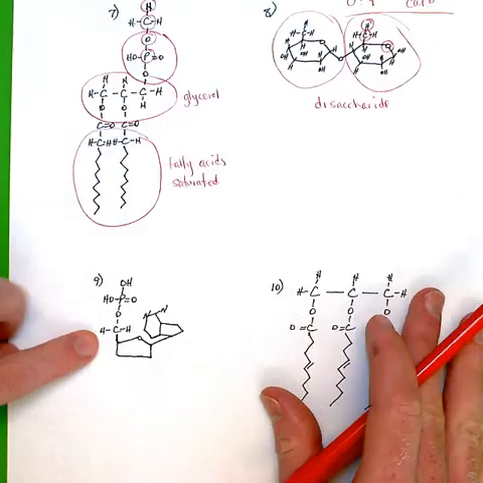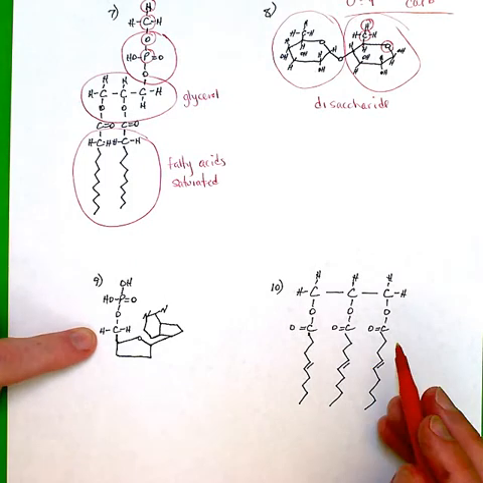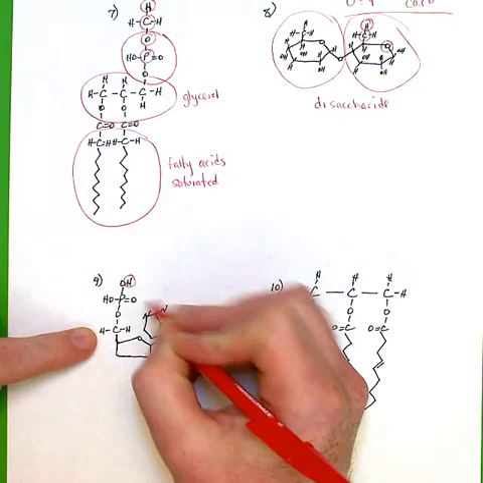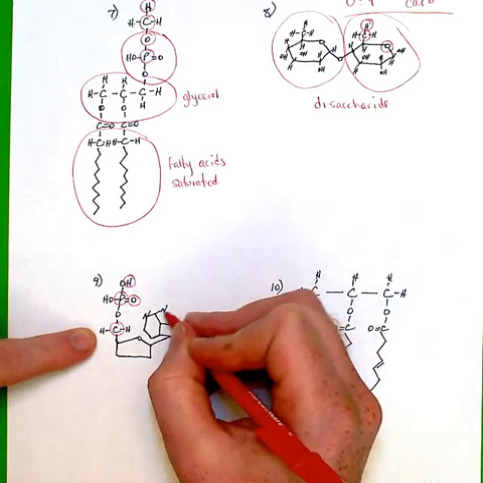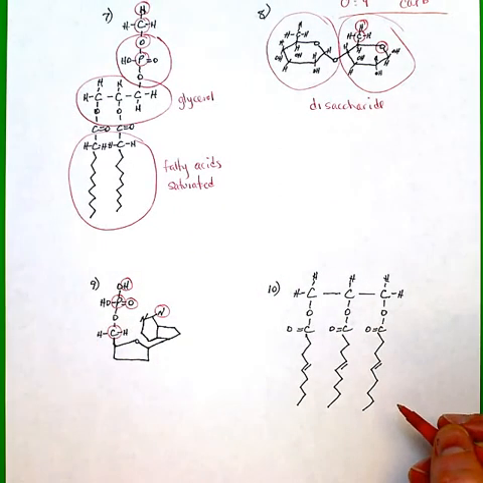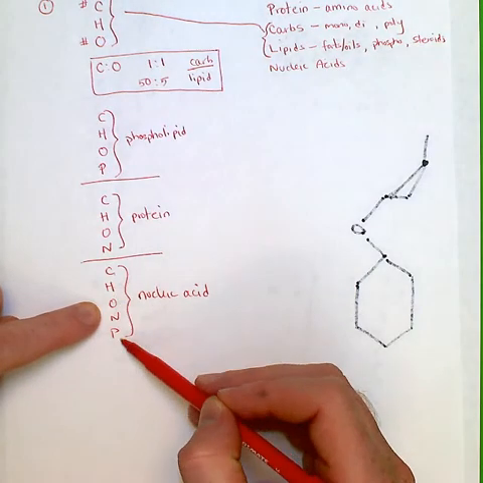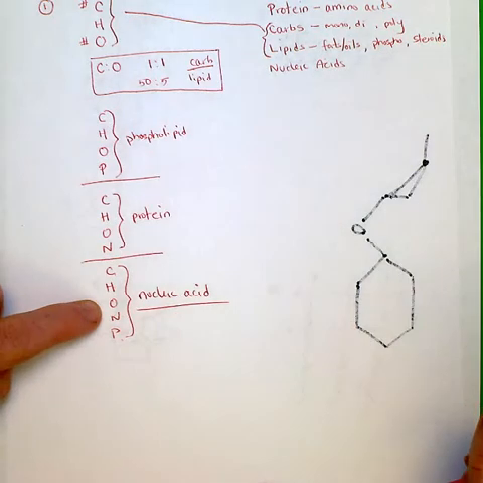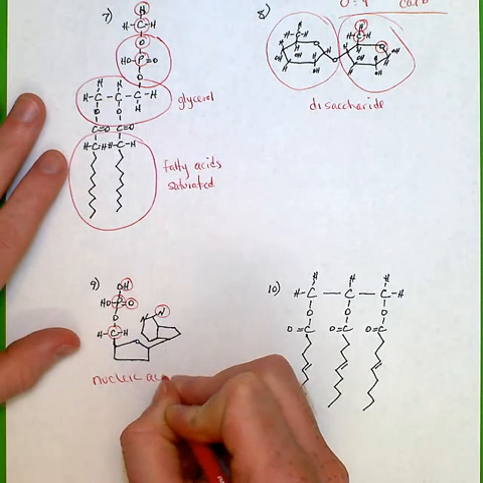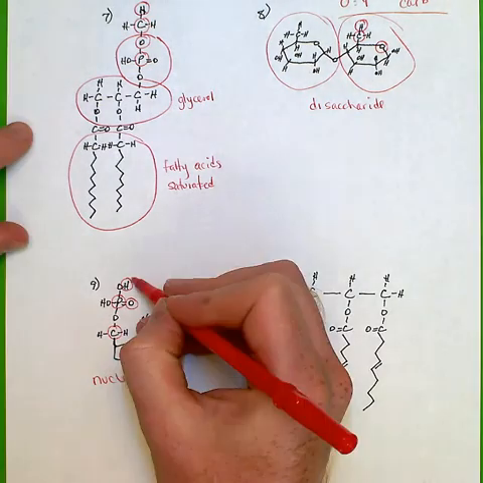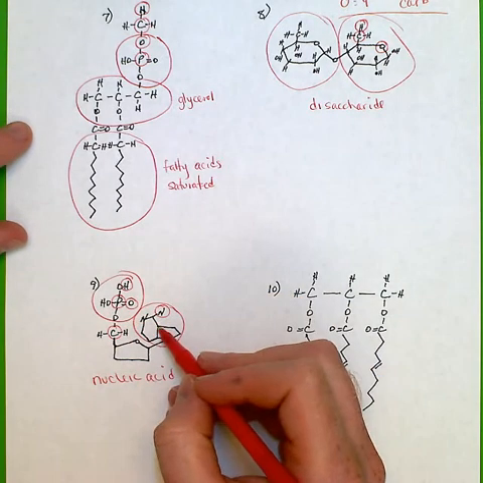Okay, let's look down here. Look at the elements that you see in this molecule. Hydrogen, oxygen, phosphorus, carbon, nitrogen. Carbon, hydrogen, oxygen, nitrogen, phosphorus means we have a nucleic acid. Okay, here's our phosphate group. Here's our base, our nitrogen base. Here's our 5-carbon sugar.